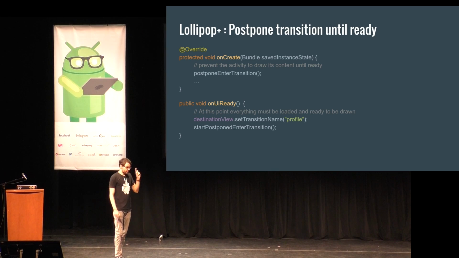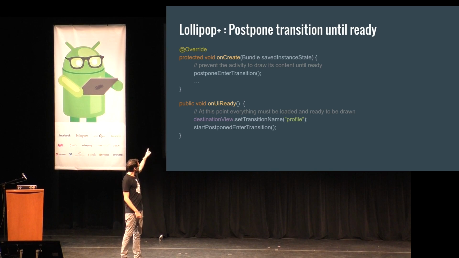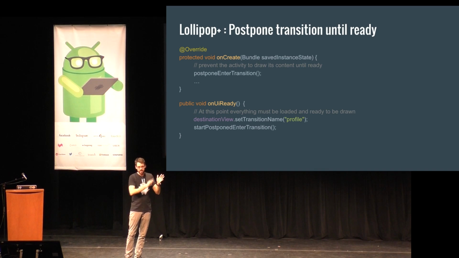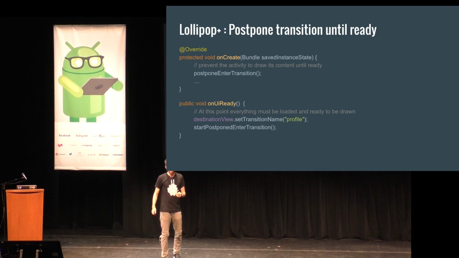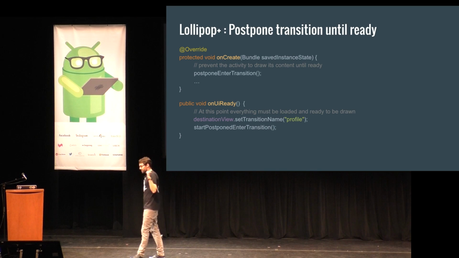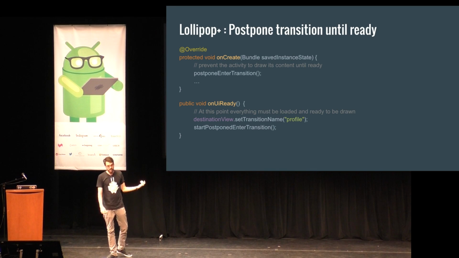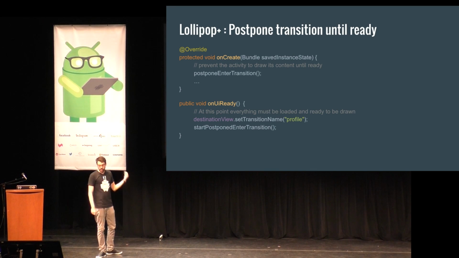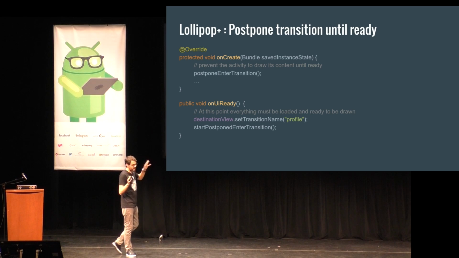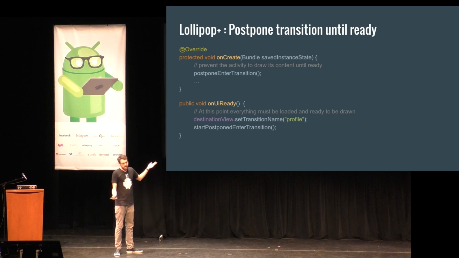And that's a little bit dangerous, because if you don't call the corresponding start postponed enter transition, your activity will just be a transparent layer on top that you can do nothing on. And the only thing you can do is back out to exit this activity. So you're always going to make sure that there's a corresponding start enter transition, otherwise it will just block the UI. And so once you have that in mind, it's not that hard.